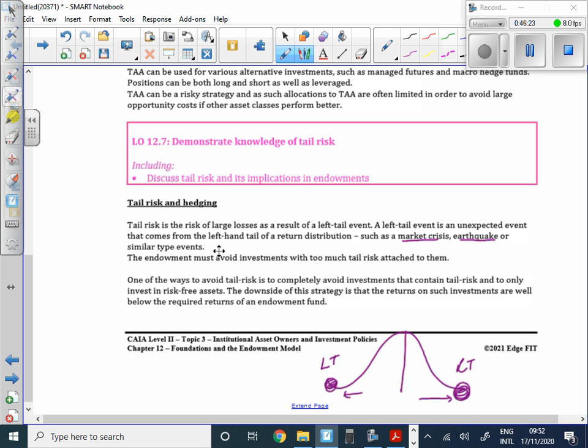What we say about this one is that the endowment must be careful not to have too much tail risk associated or attached to them. How would you avoid that? Number one is you could completely avoid any investments with tail risk. How would you do that? Well, of course, then you just invest in US Treasuries, anything that is considered to be a risk-free investment. But remember, if it's risk-free, it's low return. That's the downside of such a strategy.